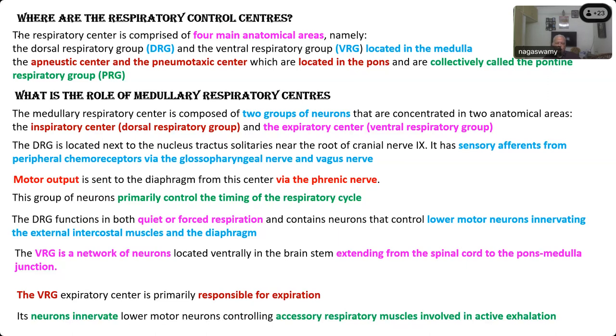So for inspiration, we require the diaphragm and the external intercostal muscles. Whereas for expiration, we require accessory respiratory muscles, mainly the sternocleidomastoid, the other muscles situated in the chest wall, abdominal rectus, all these things. They simply retract back to their normal level. So exhalation is a passive process, whereas inspiration or inhalation is an active process.